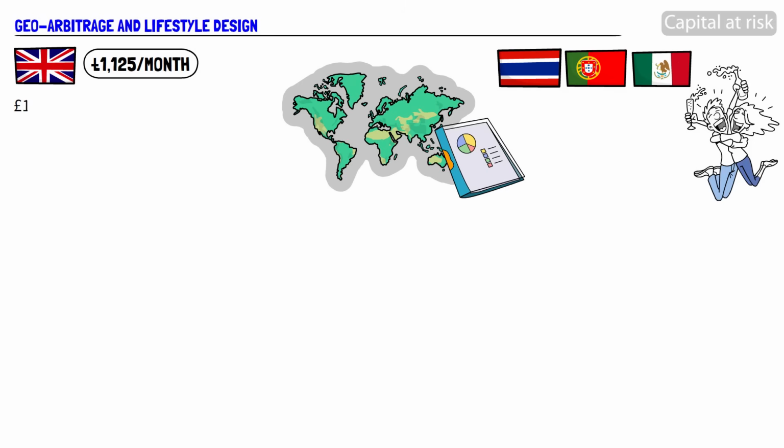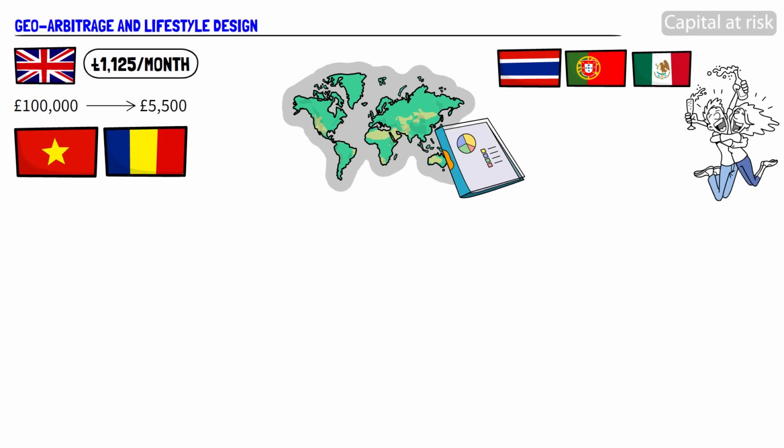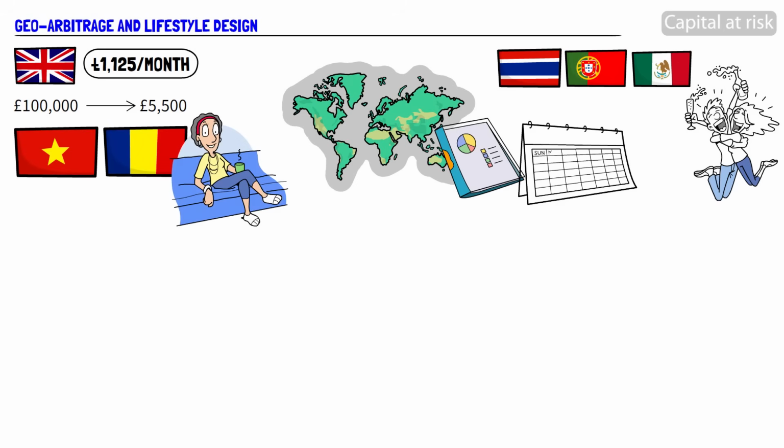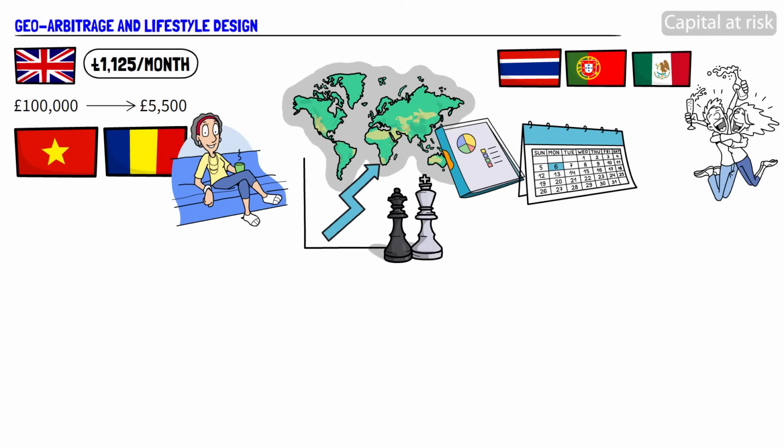Let's say you have £100,000 invested and it yields £5,500 a year. In the UK, that doesn't go so far, but in rural Vietnam or small town Romania, that might comfortably cover very basic rent, food, and other essentials. Also, I should note that geo-arbitrage doesn't have to be permanent either. A year or two abroad living cheaply could let you live better for less while your portfolio still grows. It's a strategic way to buy time and accelerate financial freedom.